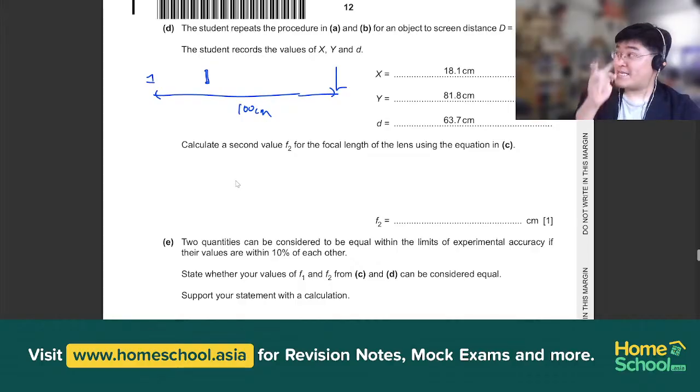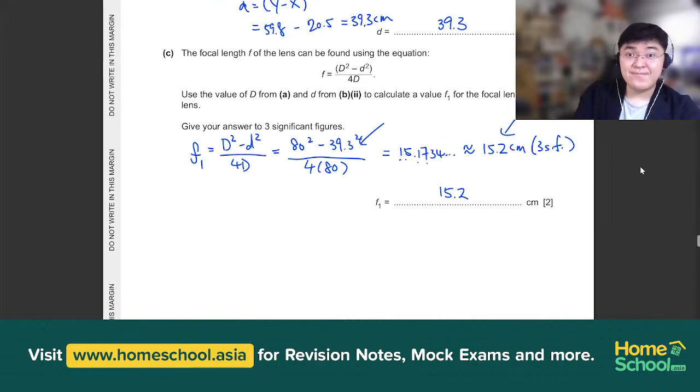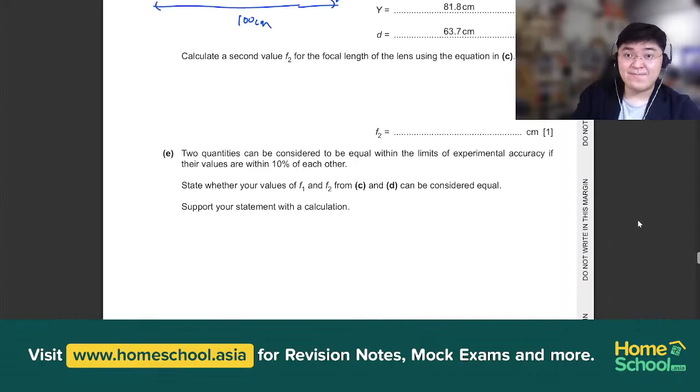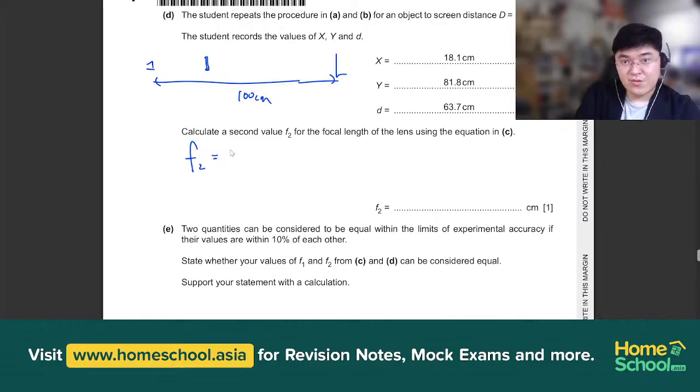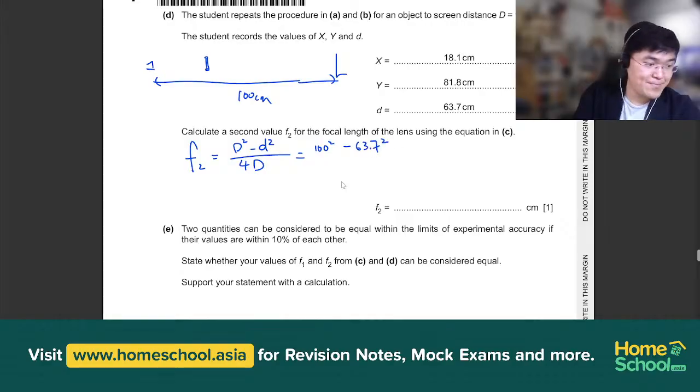Now we have to calculate the second value of f, f2, using the equation for the focal length of the lens in C. So the equation in C, what is it again? f is equal to big D squared minus small d squared, divided by 4 big D. So f2 will be equal to 100 squared minus 63.7 squared, divided by 4 times 100.